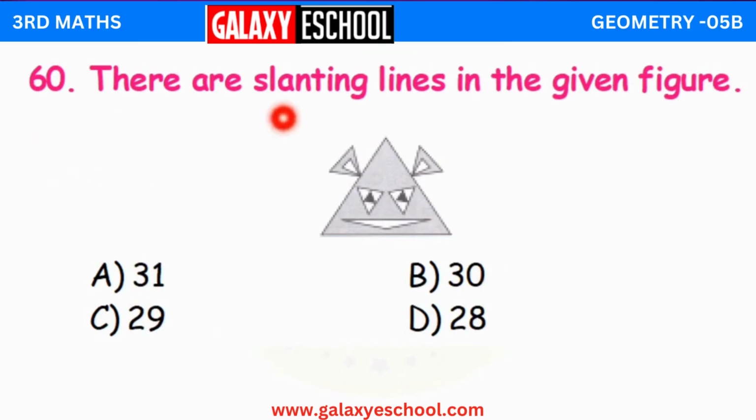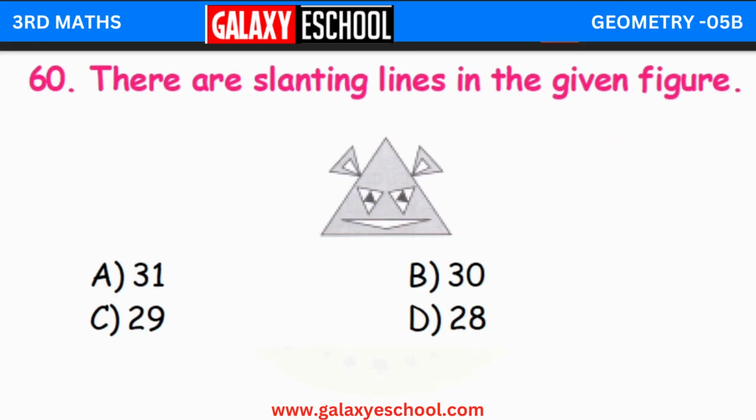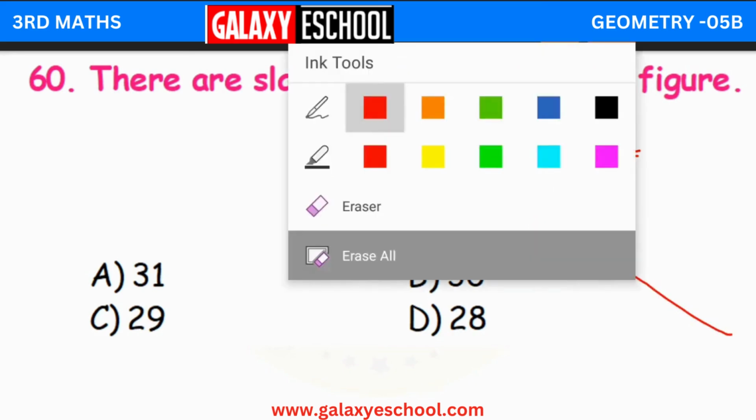Question 60. There are slanting lines in the figure. We have to count the number of slanting lines. What should we do? Slanting lines. This is a straight line. So all the remaining lines which are not straight become slanting, slightly slanting, or it can be steeply slanting or anything.